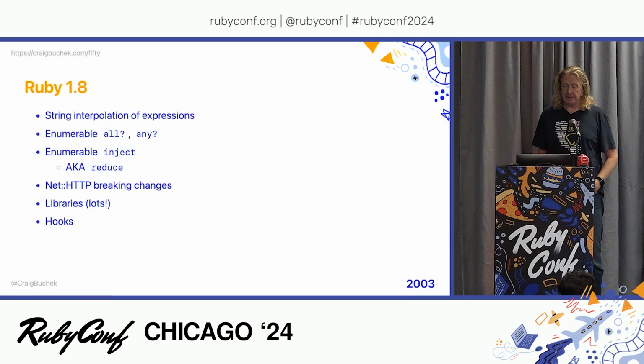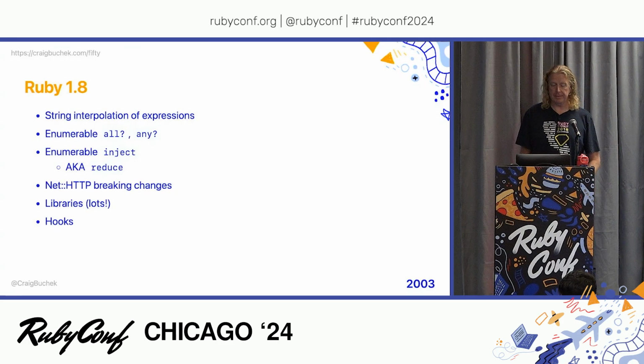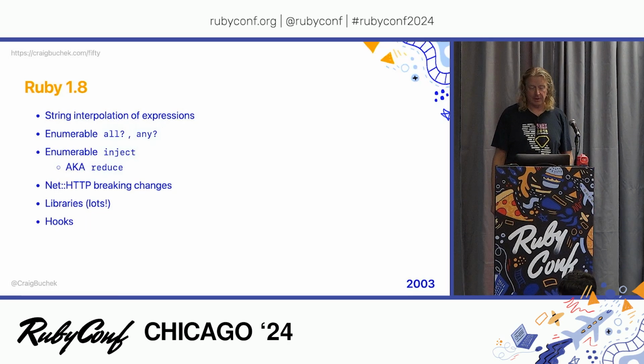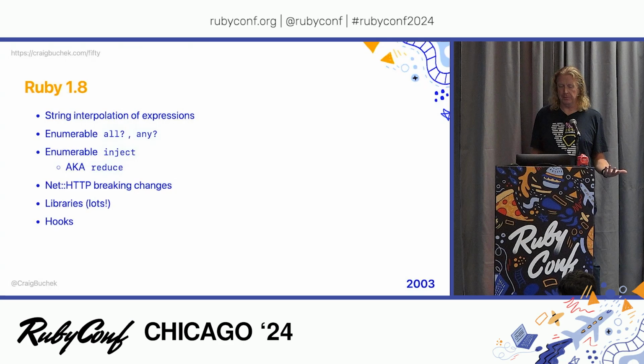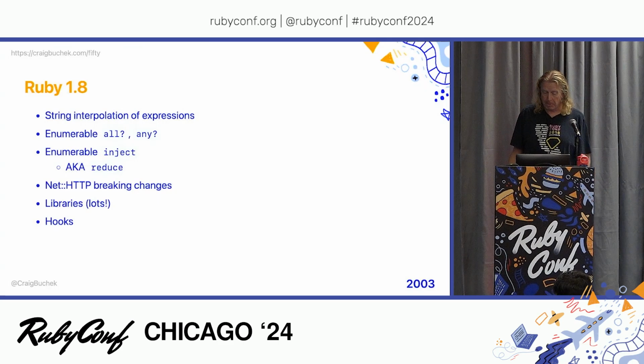2003, Ruby 1.8 came out. This is kind of when it became mature, in my opinion. They added a lot of libraries: YAML, CSV, WEBrick, Open-URI, OpenSSL, and Test::Unit. Yay! String interpolation was previously just for variables, and this version allowed any expression inside your curly braces inside a string. The enumerable inject was added. Again, that's from Smalltalk and later renamed reduce.